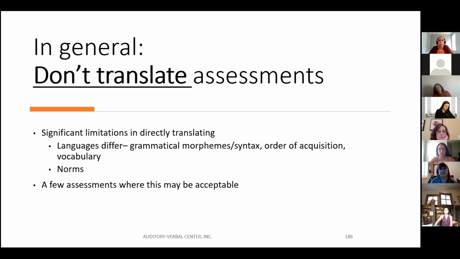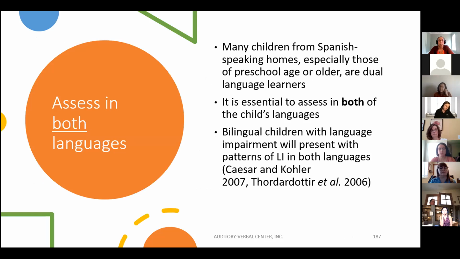One, the norms wouldn't even be accurate because it's normed on a different population, but also grammatical morphemes, syntax, vocabulary, and order of acquisition differ. So for most assessments, you really can't translate. There are a few where this may be acceptable, and we'll talk about them, but they're only acceptable because there's a lack of another really good alternative. And that is more of a reflection of our field still not having what we as professionals need to truly assess bilingual children.